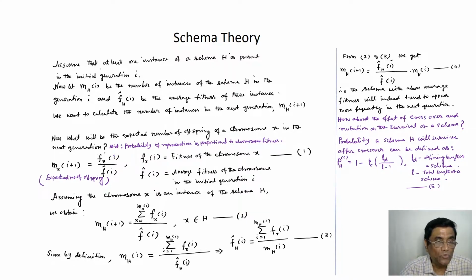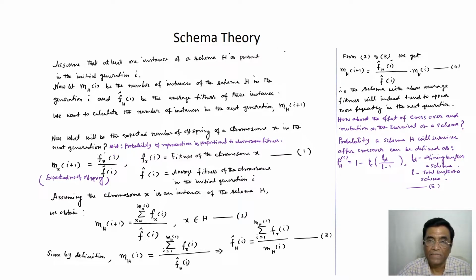Let us assume that at least one instance of the schema H is present in the ith generation. Let M_H,i be the number of instances of the schema H in generation i, and F̂_H,i be the average fitness of these instances, right? If you have instances of the schema, you put all the instances in the fitness function and then you get some fitness values.